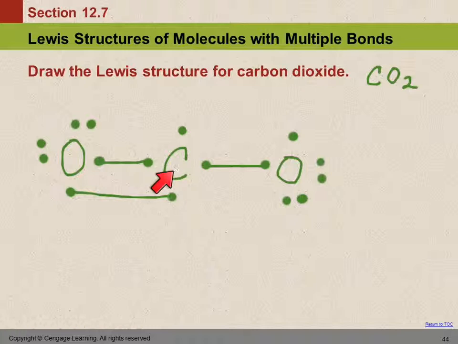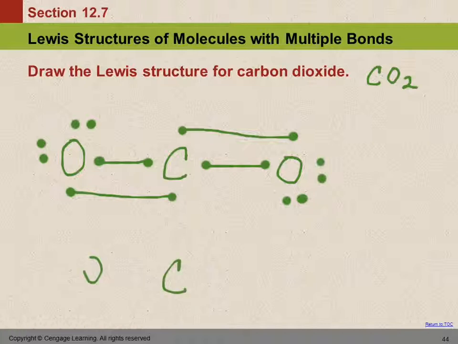Is the carbon happy yet? There's 2, 4, 6, 7. But look, there's this guy, and there's one over here. Maybe we could do the same thing over there. Oh, now everybody's happy. That's kind of a weird looking structure. Let's draw it a little nicer.